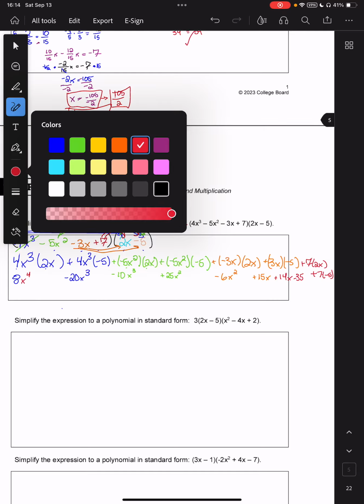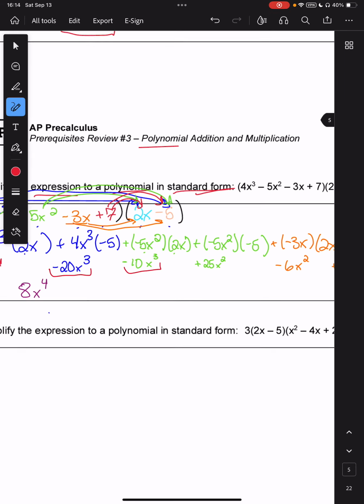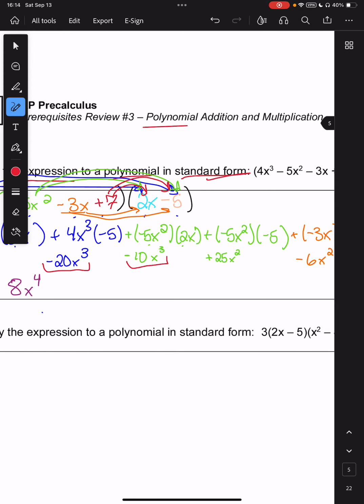How I like to do this is we start with the very first term, x to the fourth. Do we have any other values that are to the fourth power? No. So we just leave it as x to the fourth. The next one we have is negative 20x cubed. Well, we have two values that are x cubed. Negative 20x cubed and negative 10x cubed. So that becomes negative 30x cubed.